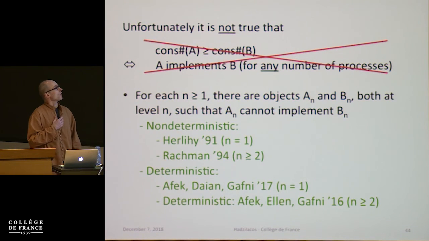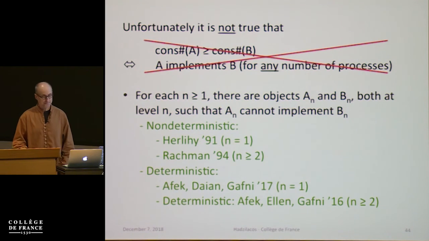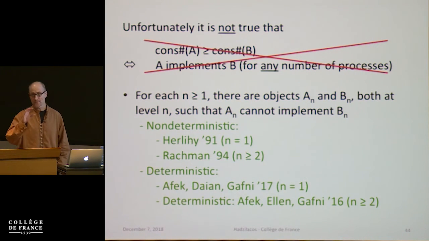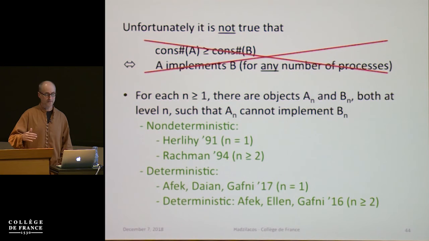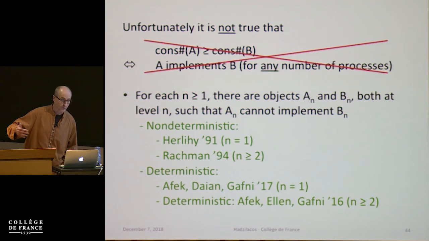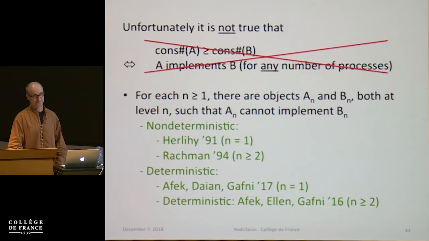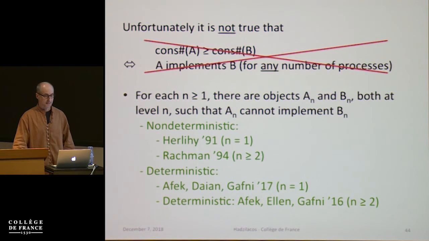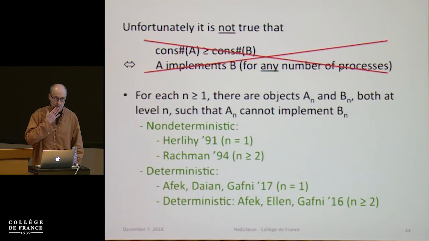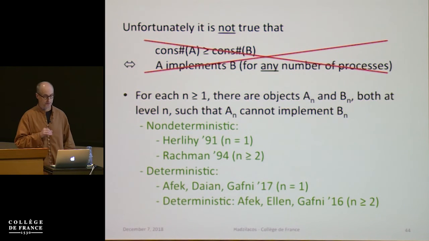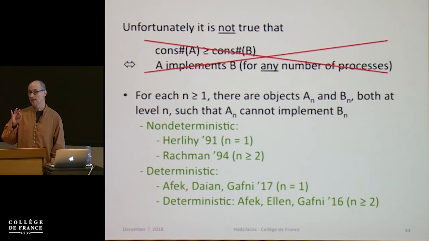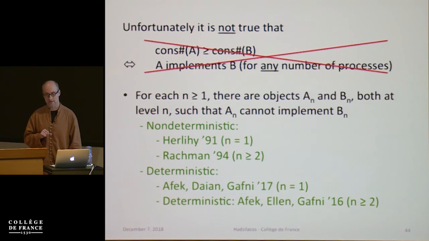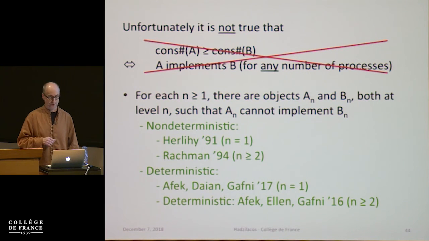Okay? So for every level of the hierarchy, we know that there are objects at that level, so they're at the same level of the hierarchy, such that one cannot implement the other for more than n processes. This has been known for a while for non-deterministic objects. It was discovered fairly recently for deterministic objects. So at this point, we know that there are deterministic objects at every level of the hierarchy such that one cannot implement the other for sufficiently many processes.